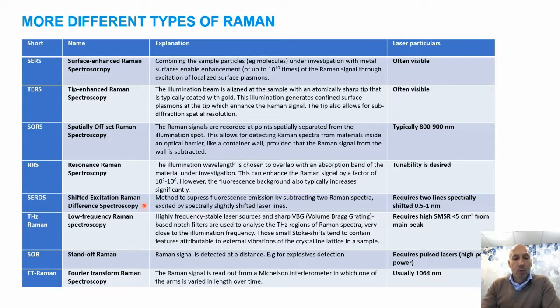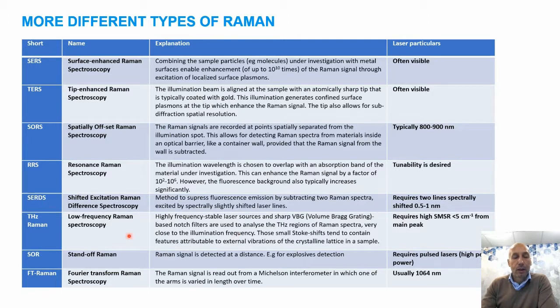It has also been shown that it's possible to suppress the impact of background fluorescence by recording two Raman spectra with two laser sources slightly shifted in wavelength. And by subtracting those spectra, the broadband fluorescence background will be eliminated, but the Raman peaks will remain. This sounds very promising, but it requires illumination with two lasers that are spectrally shifted with just about half a nanometer or 1 nanometer quite shortly after each other, which can be a bit challenging.